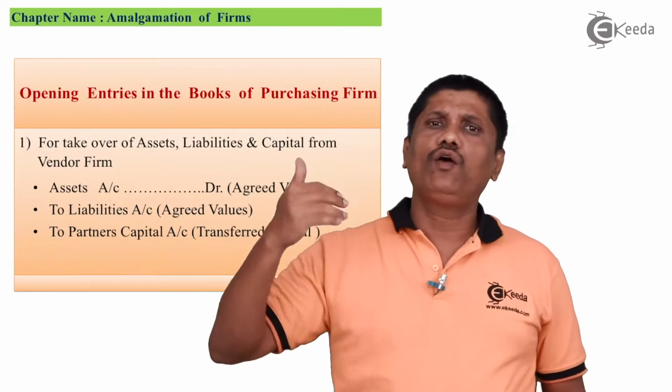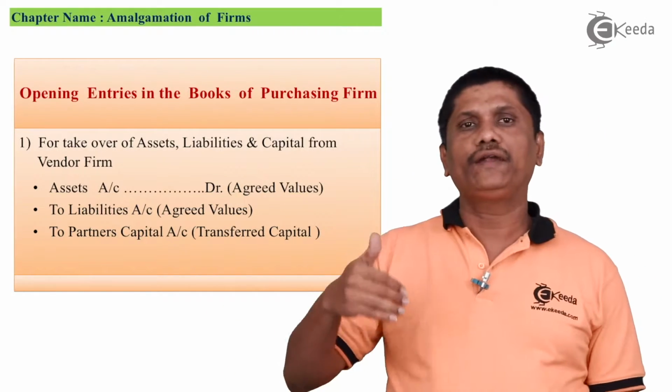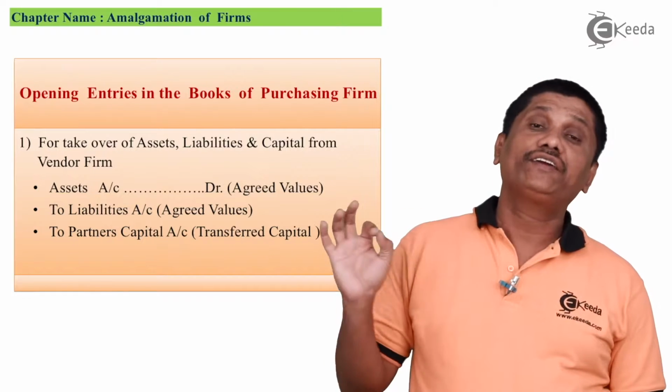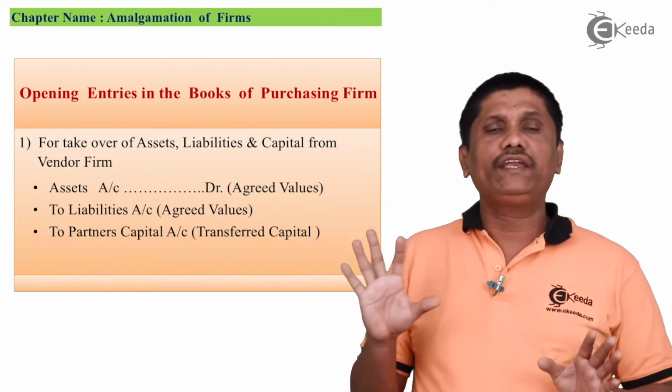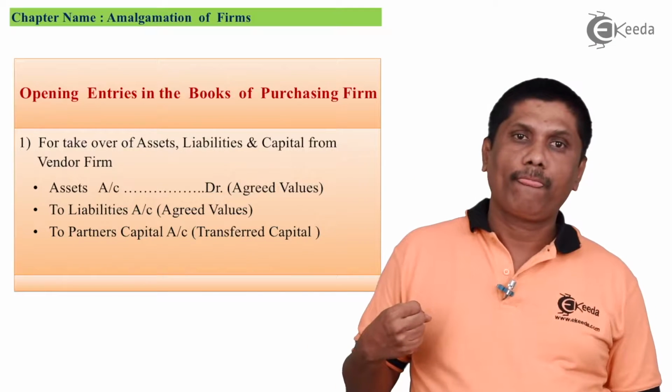But logical: assets account debit at agreed values to liabilities account credit at the agreed values, and to partners' capital account will be credited at their transferred values. So a simple entry will be recorded for acquiring the business from the vendor firm.